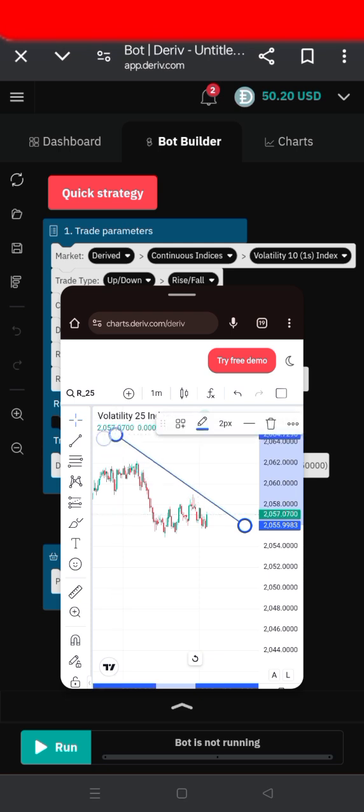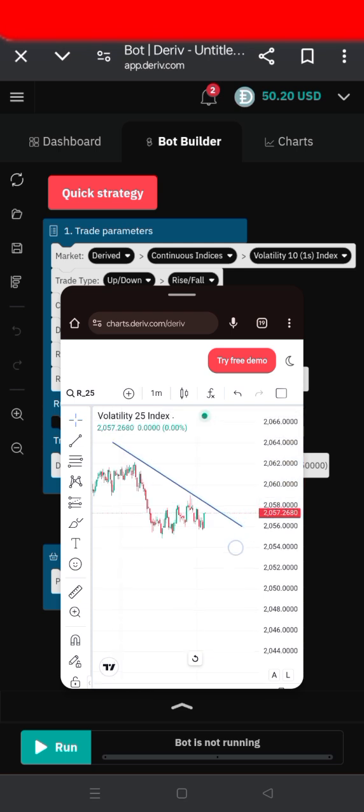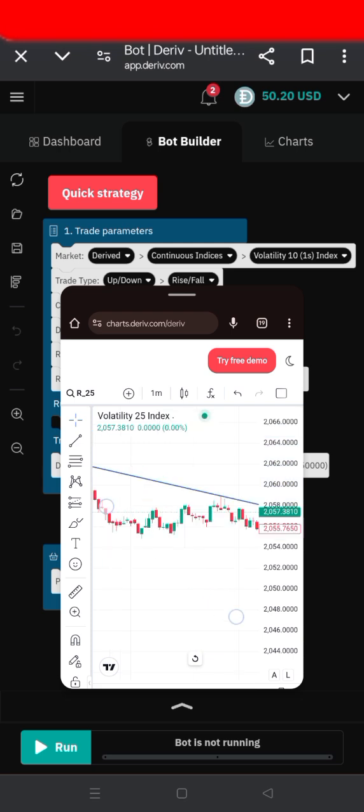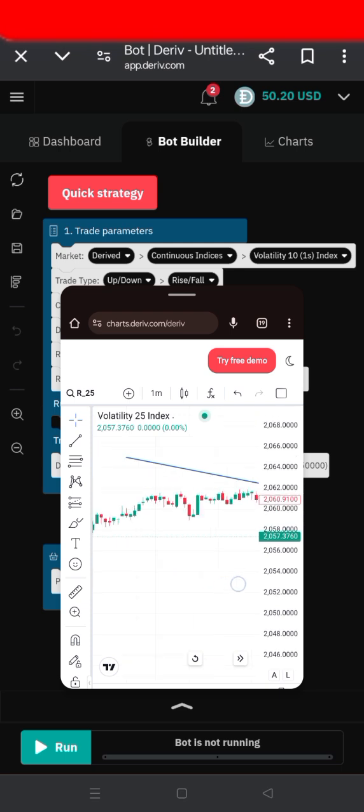We discussed earlier that the market has formed. Currently you see we are at 1 minute. This is volatility 25. There is an opportunity I've seen. We were trading volatility 10, but now look at this. We talked about a trend line. Remember, this is a very good trend line.